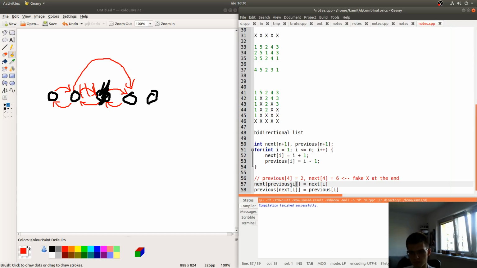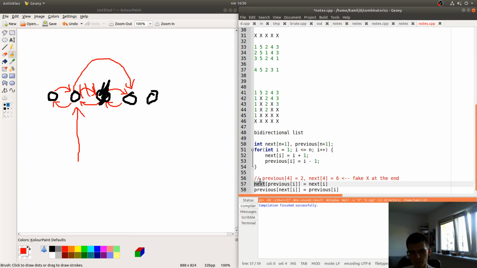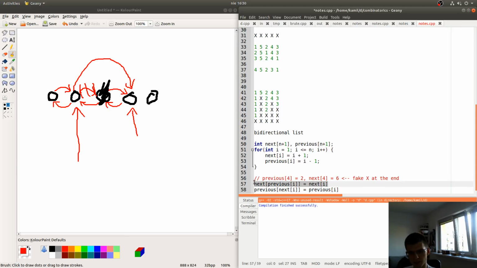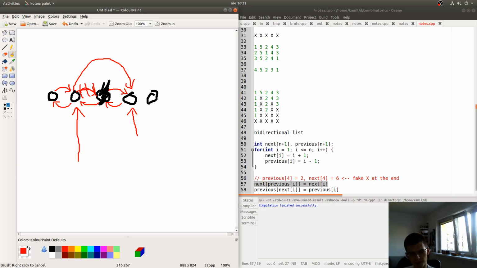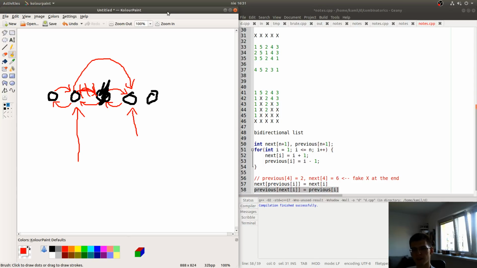So this term, previous of I, means this guy. This is previous of I. And next of this guy we set to be next of I. So this is next of I. So this line changed this previous arrow to this one at the top. And similarly here we change the value previous. And this way, in constant time, we can remove elements. And then all the time we know for every x where is the next and the previous x.